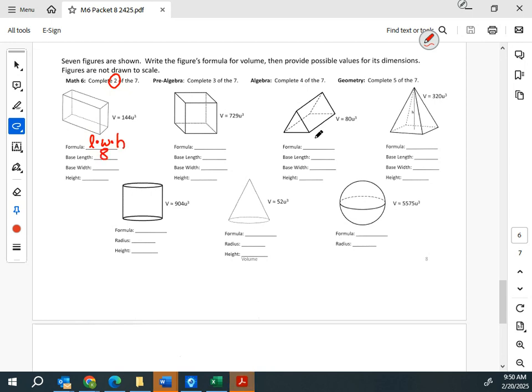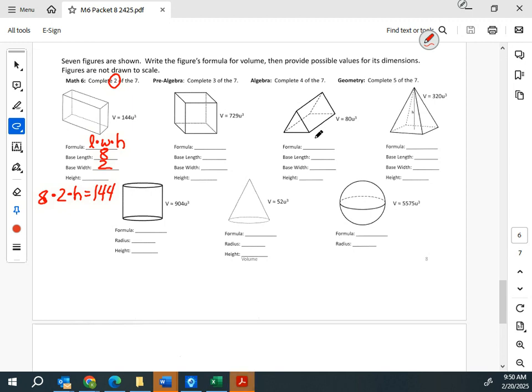And Mr. Schultz is saying, let's try using the length of 8 and a width of 2. Find the height. So if we write out this formula, it would go 8 times 2 times the height equals the volume of 144. I just need to solve for the height. How do I solve for that height? How do I get the h by itself?